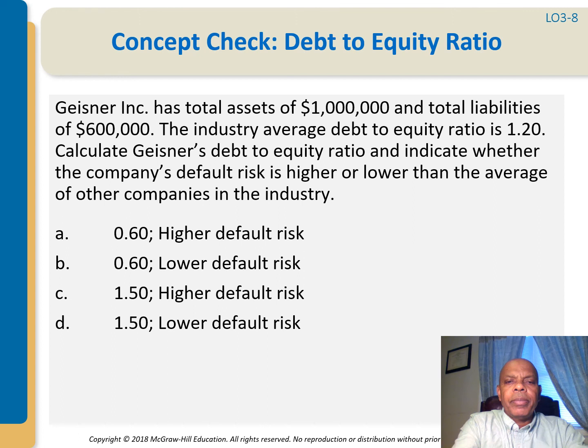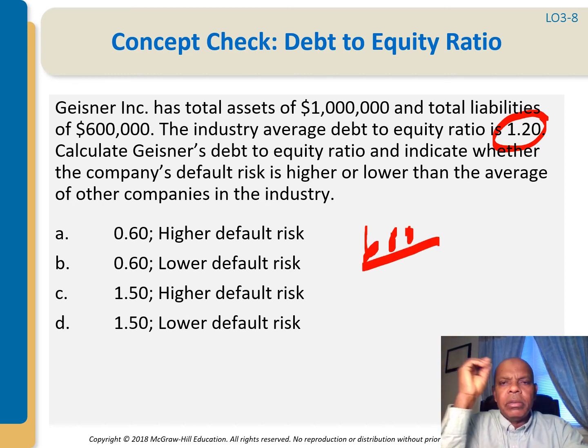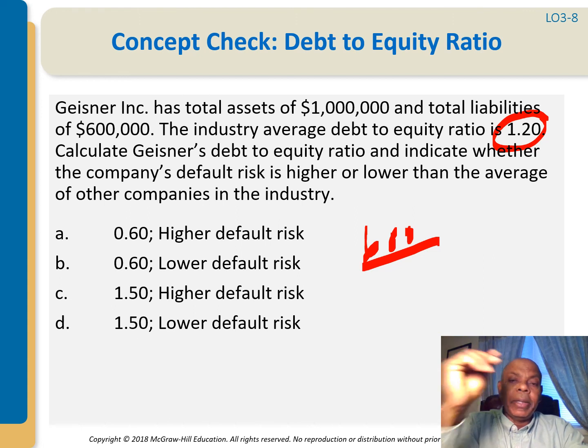Industry average is 1.2. So first we got to figure out, okay, what is their debt to equity ratio? How do you figure it out? You have liabilities divided by equity. We know the liability is given, right? What is the equity then? So how are you going to find out equity?